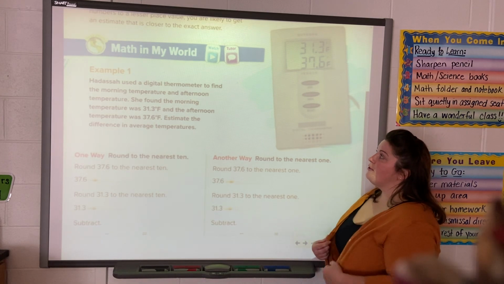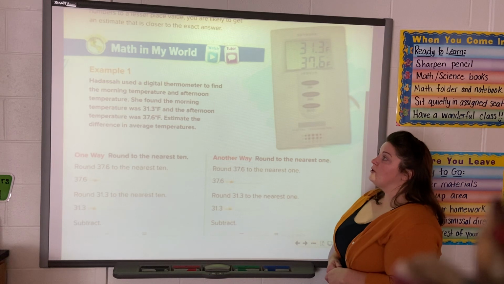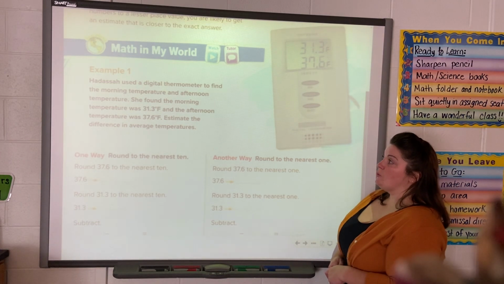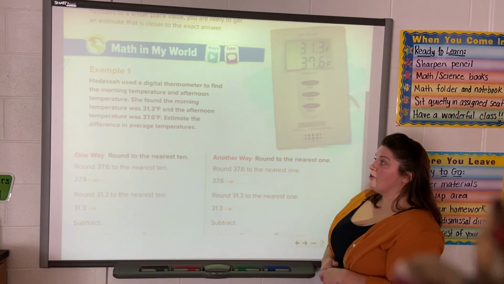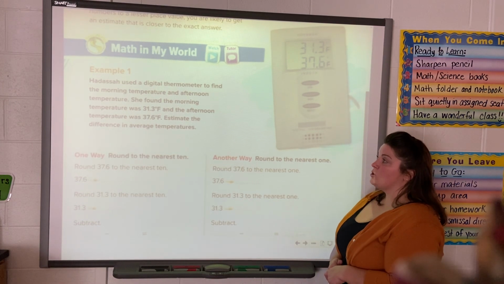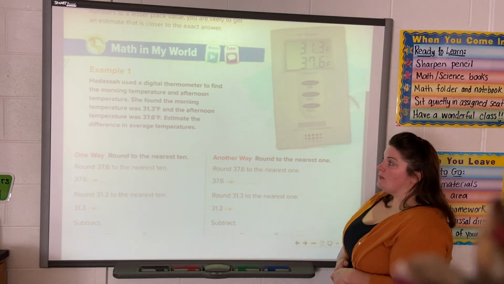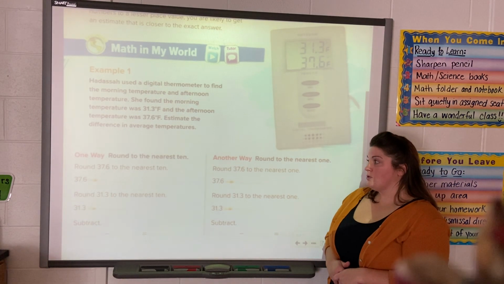Hadassah used a digital thermometer to find the morning temperature and afternoon temperature. She found the morning temperature was 31 and 3/10 degrees Fahrenheit, and the afternoon temperature was 37 and 6/10 degrees Fahrenheit. Estimate the difference in average temperatures.